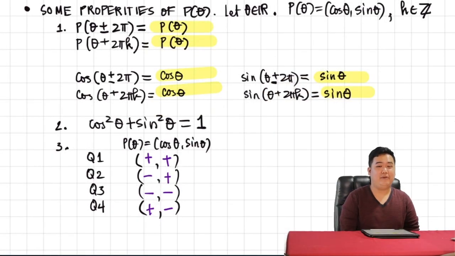And that ends our lecture for today. Sana naiintindihan ninyo. In our next episode, we will discuss the point function values of pi over 4, pi over 3, and pi over 6.